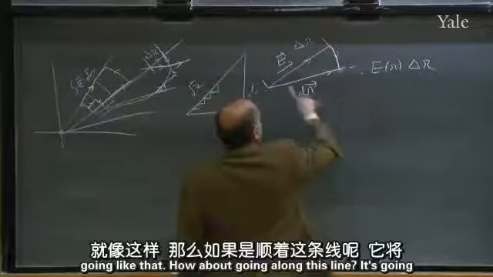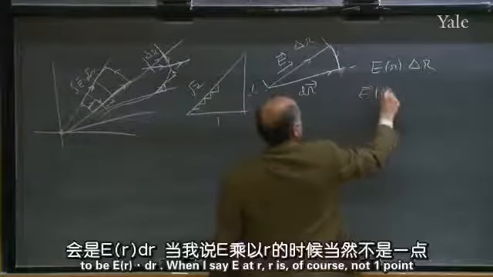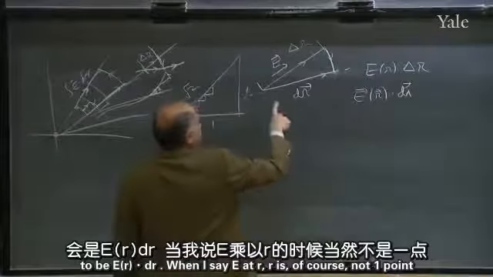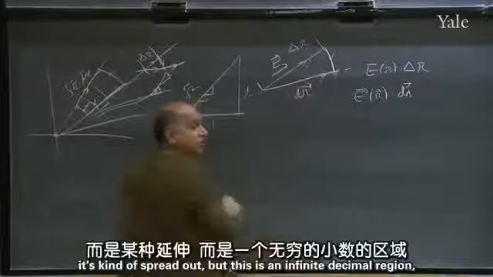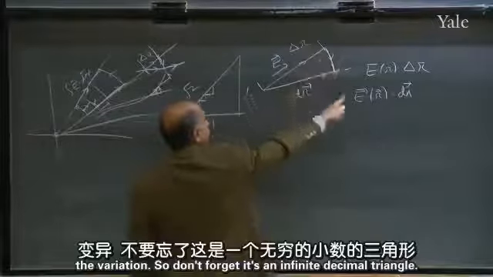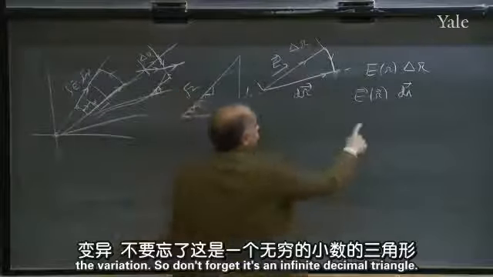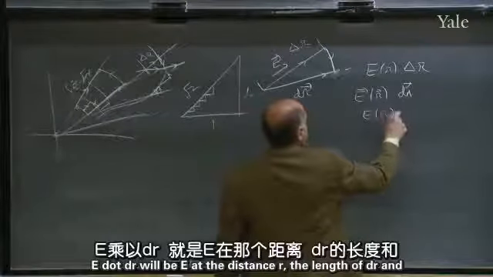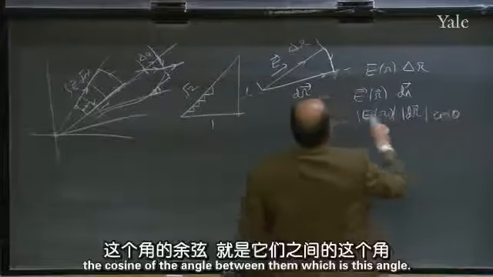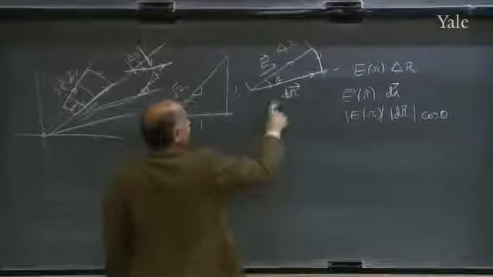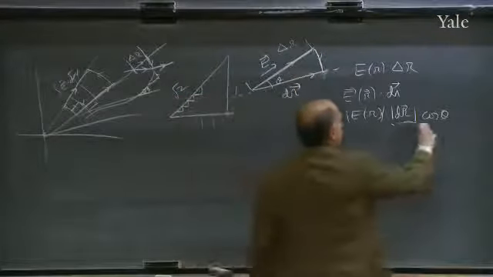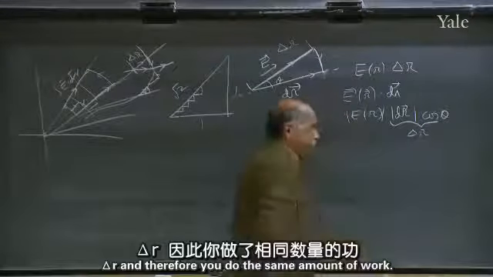How about going along this line? It's going to be E at r dot dr. When I say E at r, of course it's not one point, it's kind of spread out, but this is an infinitesimal region. So you can talk about the E at one point and not worry about the variation. So don't forget it's an infinitesimal triangle. E dot dr will be E at that distance r, the length of dr, and the cosine of the angle between them, which is this angle. But length of dr times cosine is precisely that distance, delta r, and therefore you do the same amount of work.